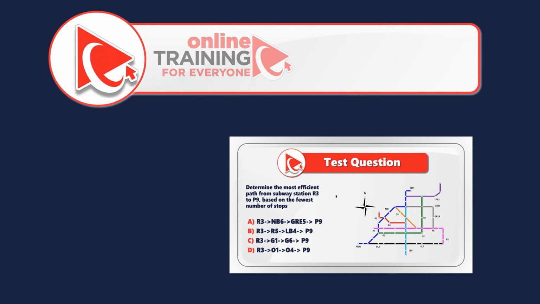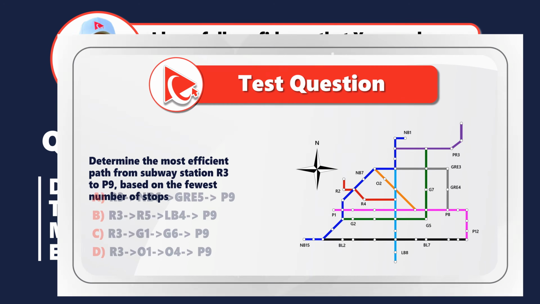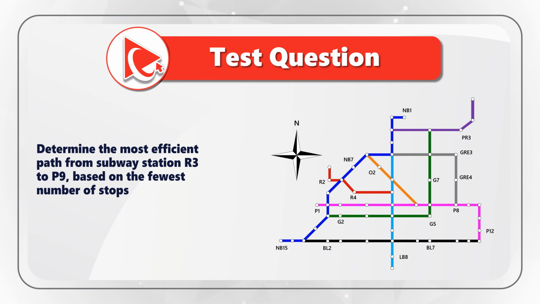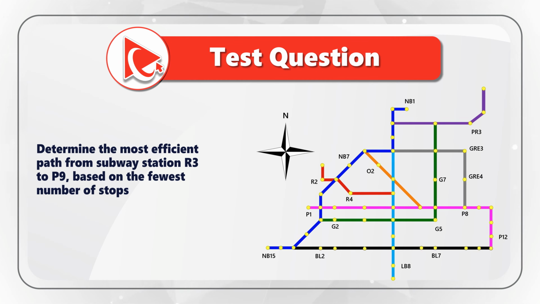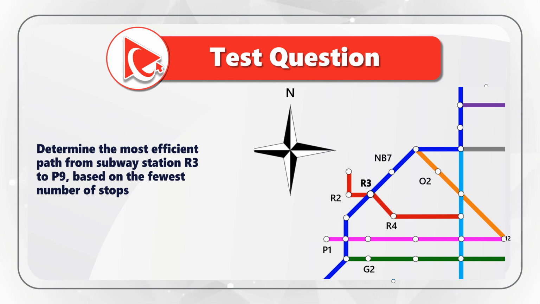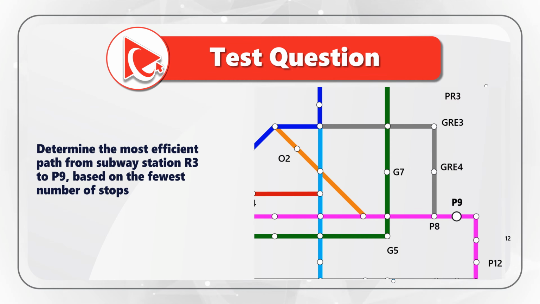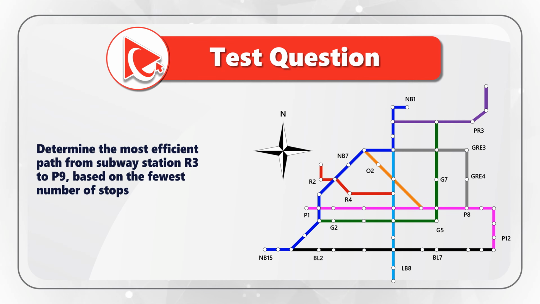Here's an amazing question to test your navigational skills, as you need to determine the most efficient path on the subway. You're presented with the map. On the map, you see multiple stops, and you need to determine the most efficient way to get from station R3 to station P9, and you need to do it based on the fewest number of stops. Once you've completed your analysis, you need to select your answer out of 4 possible choices.